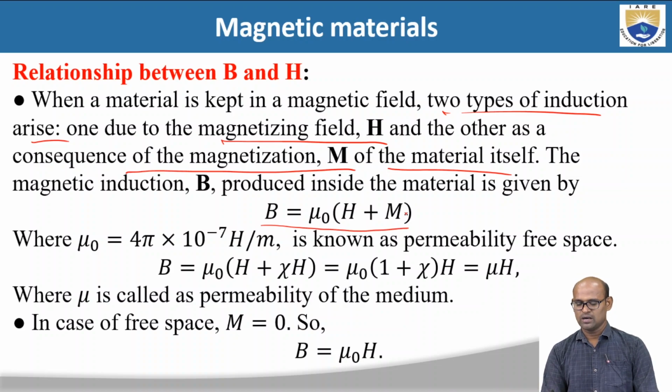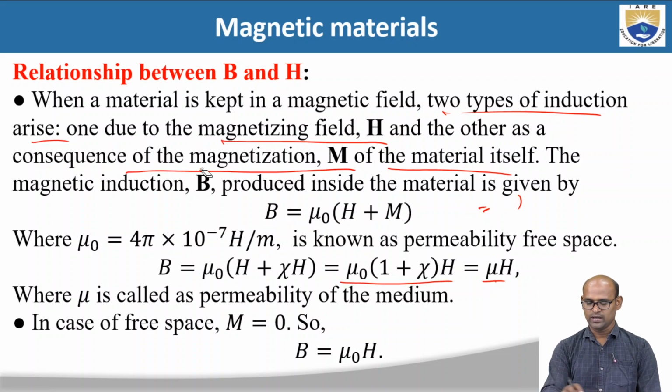We know that magnetization is directly proportional to H, or M is equal to chi into H. So when we substitute this equation, M is equal to chi H, we end up with this equation, where mu is equal to mu naught into 1 plus chi. Mu is called the permeability of the medium, and mu naught is called the permeability of free space, which is 4 pi into 10 power minus 7. In the case of free space, M is equal to 0 and B is equal to mu naught into H.